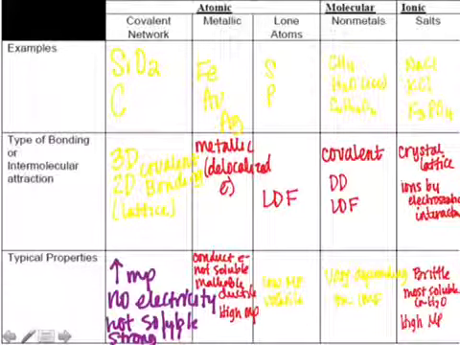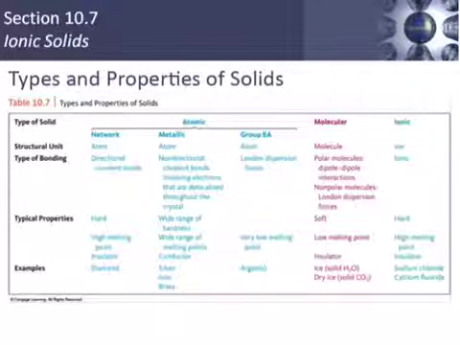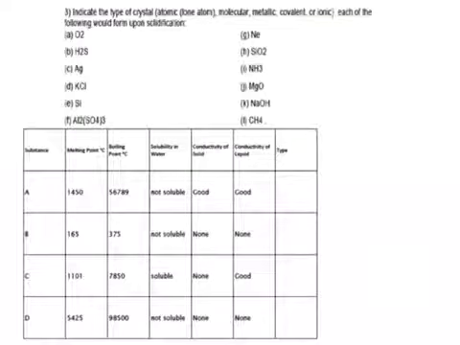Questions? Okay, so this is just rehashing kind of what we just went over, so you can go back and look at that. But now what I want to do is fill this out, and we want to say, is it atomic, which means lone atom, molecular, metallic, network covalent, or ionic? So I want to put network above covalent. Network covalent.